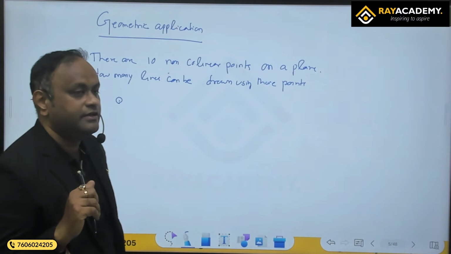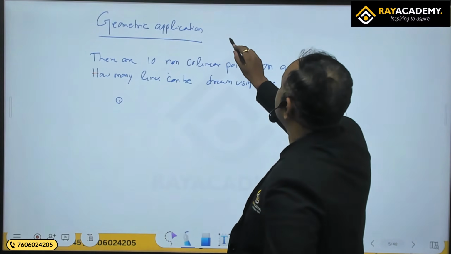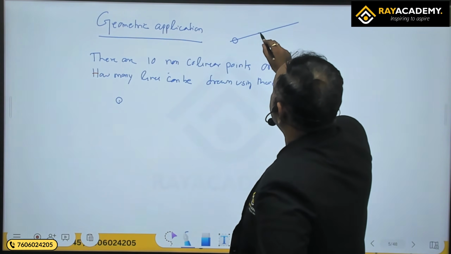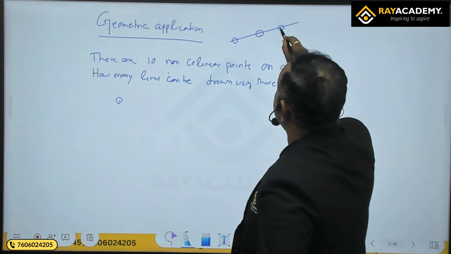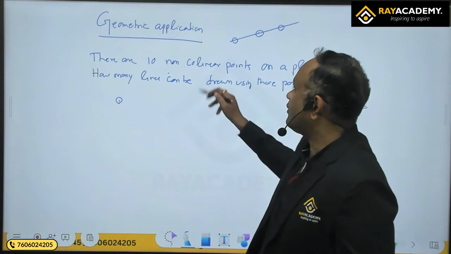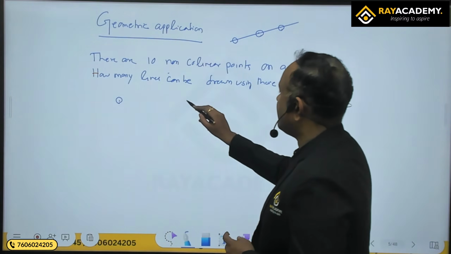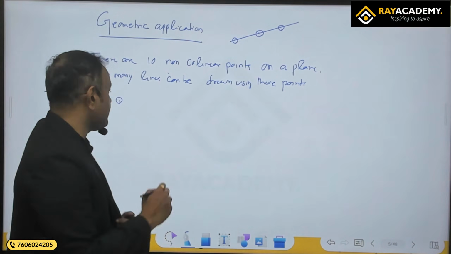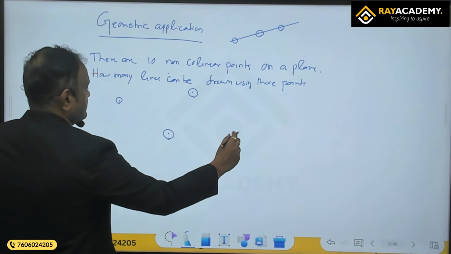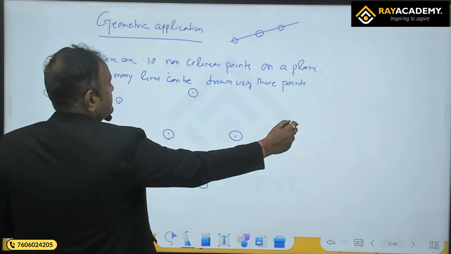Non-collinear means what? No 3 points are collinear, collinear means on a single line, like this. If this is a point, this is another point, this is another point, these 3 points are collinear. It is 10 non-collinear points, means any 3 are not collinear. They are randomly there in a plane. Suppose this one, no 3 points are collinear. Something like this. Okay, like this there are 10 points.